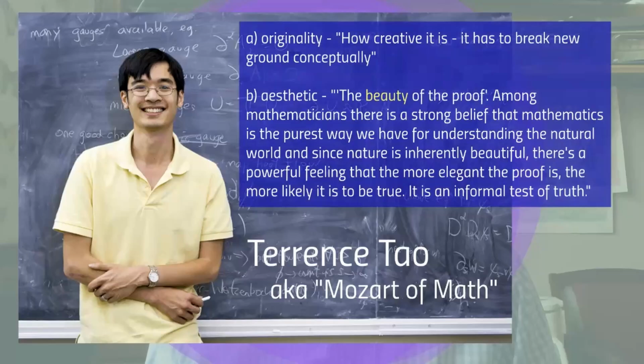One is, how original is it? How creative is it? It has to break new ground conceptually. That makes sense. But this second part, I'm obsessed with that second word, the beauty of the proof. He says, among mathematicians, there's a strong belief that mathematics is the purest way we have for understanding the natural world. And since nature is inherently beautiful, there's a powerful feeling that the more elegant the proof is, the more likely it is to be true. It is an informal test of truth.